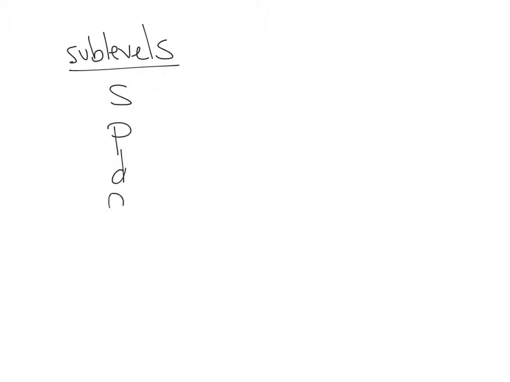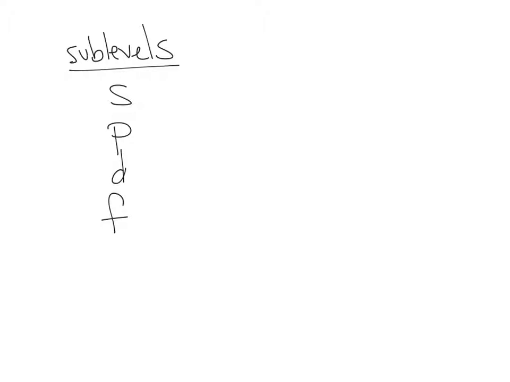There are a few things throughout Regents chemistry that you will have to memorize, and this is one of them. And that is that each principal energy level is divided into sublevels. Those sublevels consist of S, P, D, and F. And those letters actually correspond to different shapes.